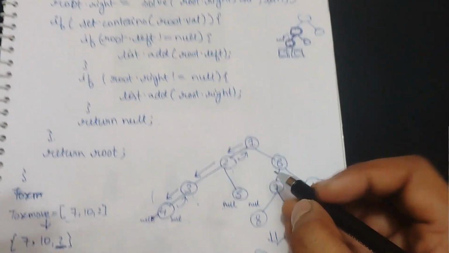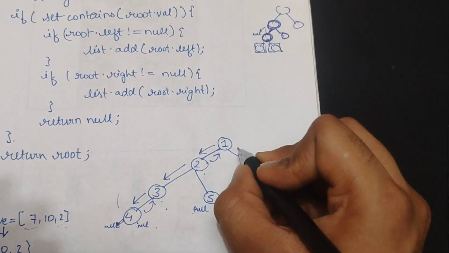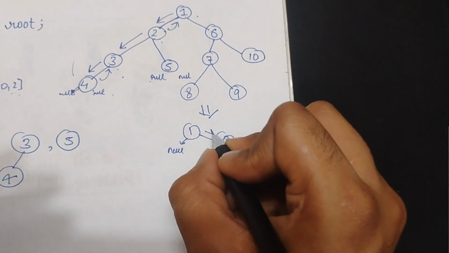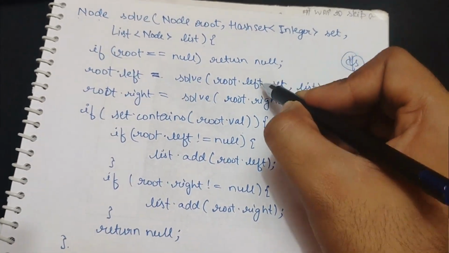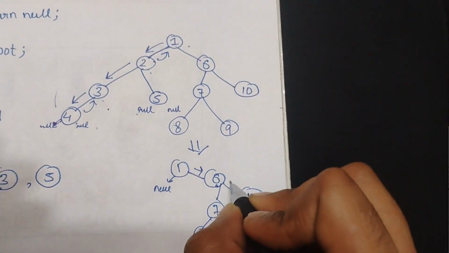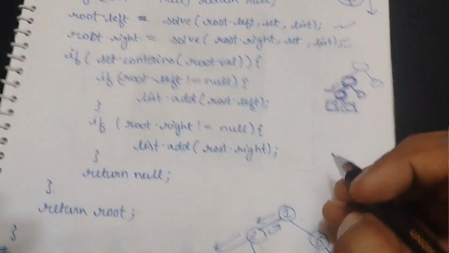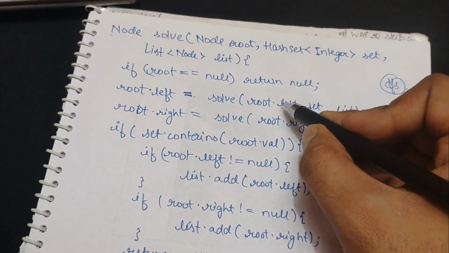Now 1 will call the right part, that is 1 dot right. It will come over here, at 6. We are at 6. Now 6 will call its left. It comes over here at 7. It has reached over here.